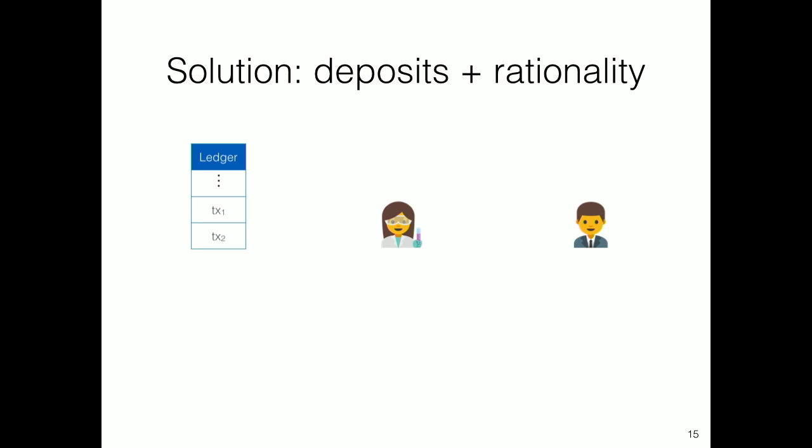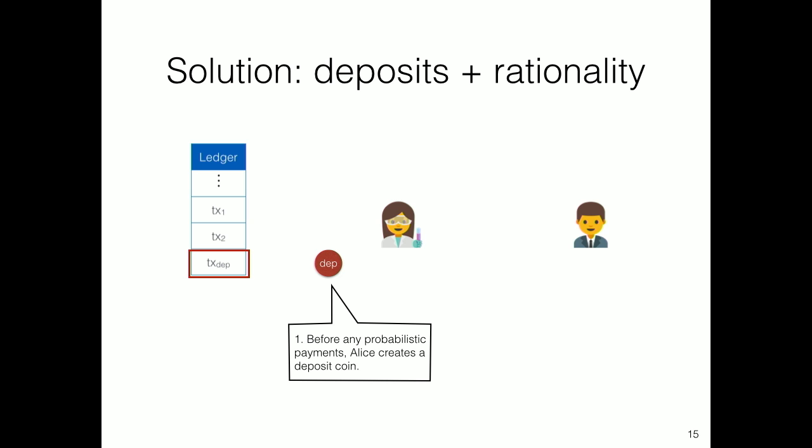So our solution is to have Alice, before she makes a micropayment, always deposit some value in a deposit coin. For the moment, we assume the value of the deposit is infinity. So if a deposit is revoked, she loses all possible utility from double spending. But later, I'll explain how we can get a good bound on the deposit value.